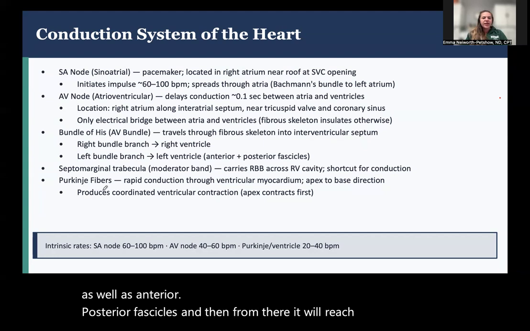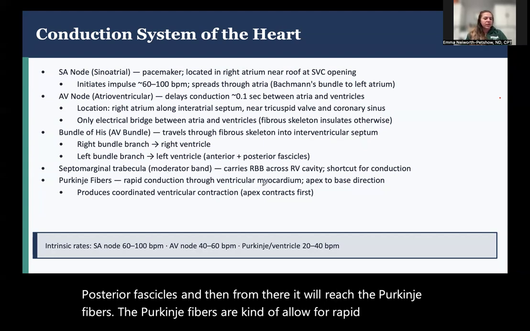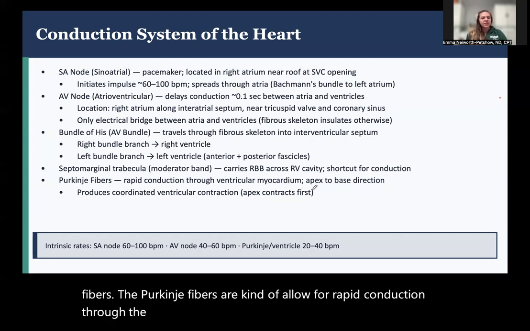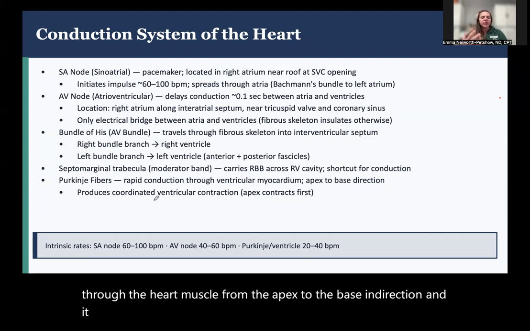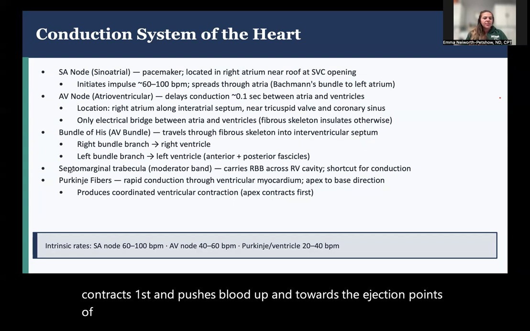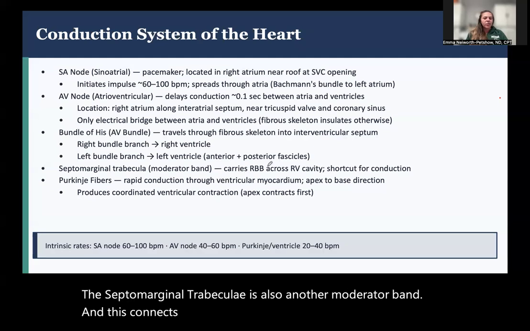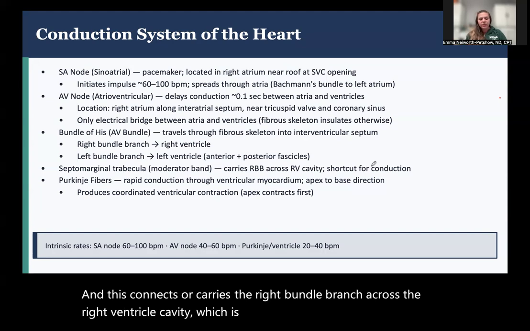The Purkinje fibers allow for rapid conduction through the heart muscle, from the apex to the base, and it produces a coordinated ventricular contraction. The apex actually contracts first and pushes blood up and towards the ejection points of the heart. The septomarginal trabecula is also called the moderator band, and this carries the right bundle branch across the right ventricle cavity, which is just a shortcut for conduction.